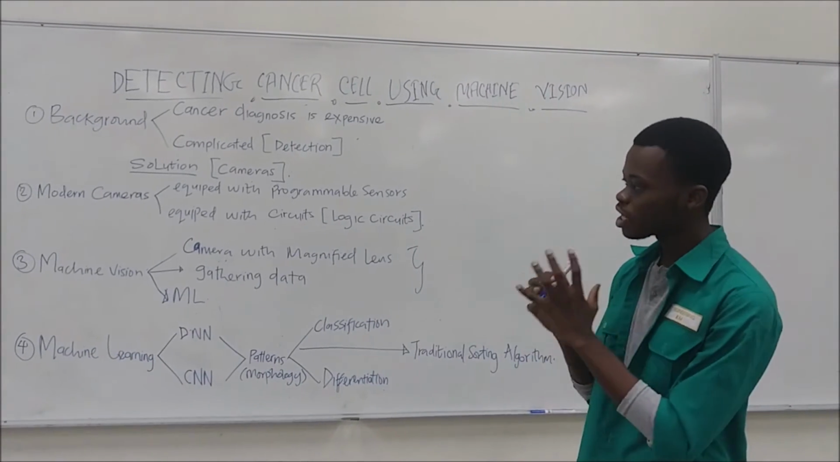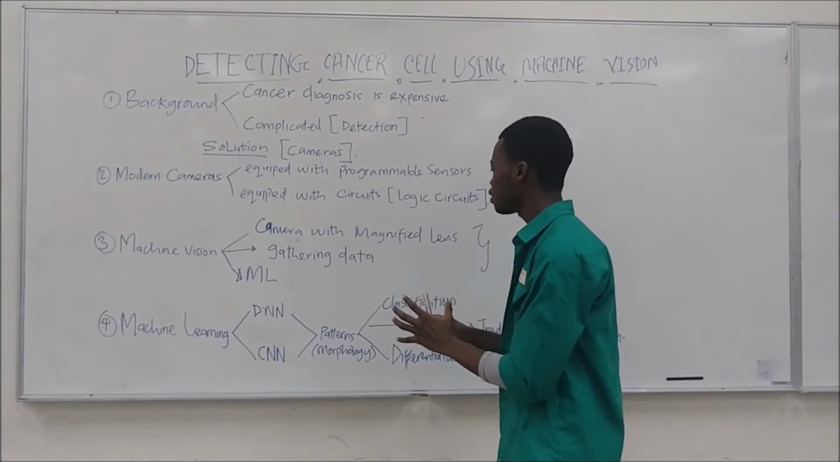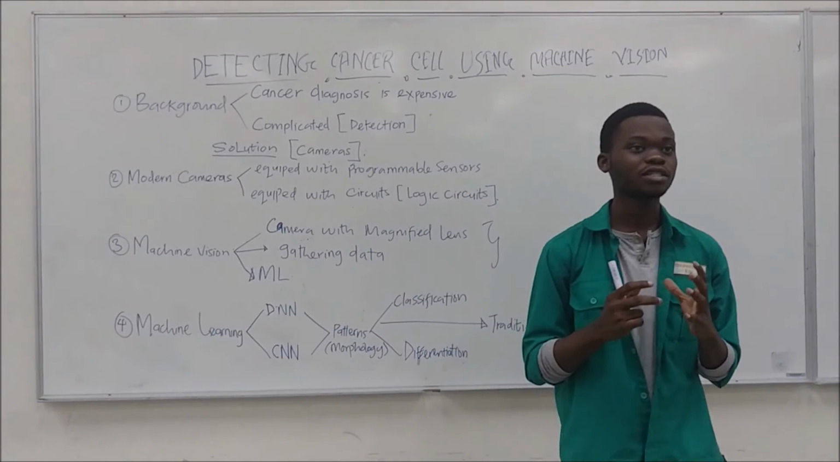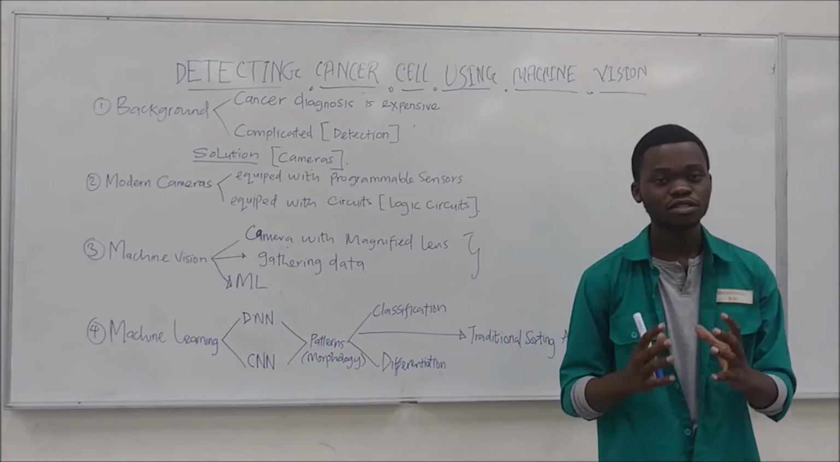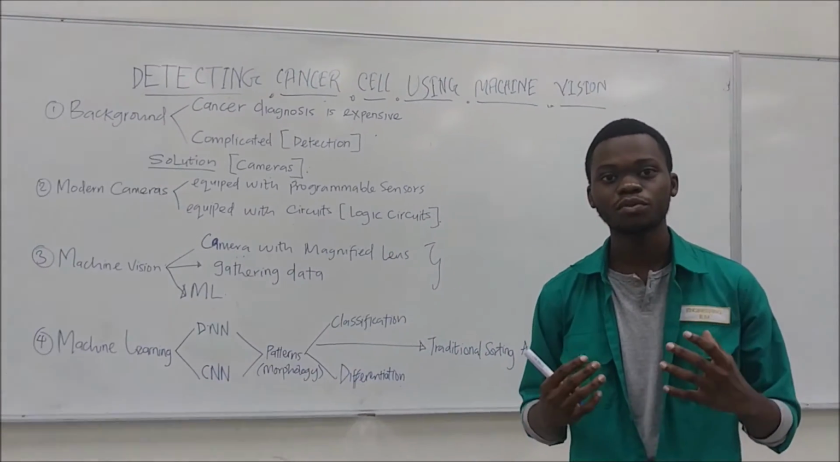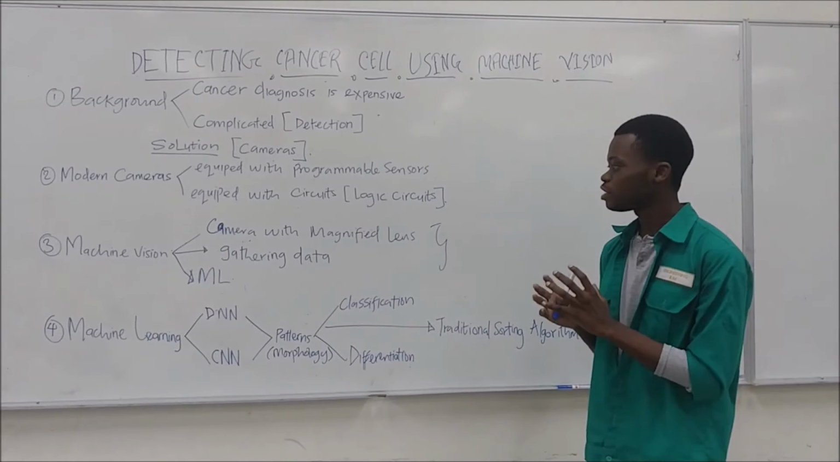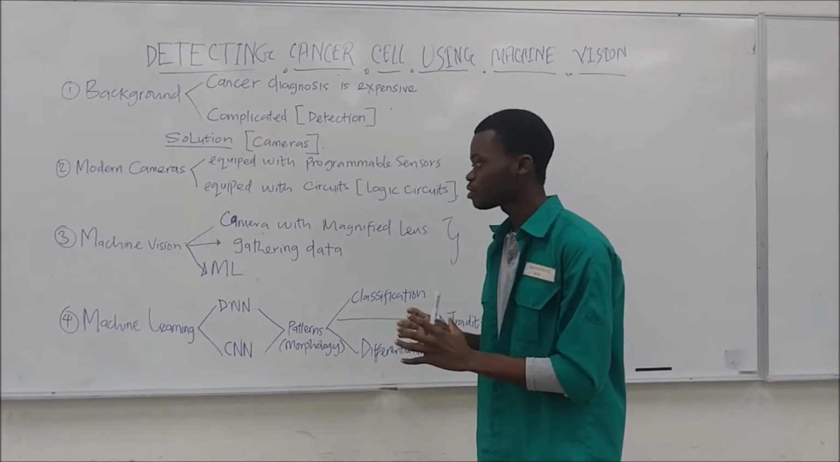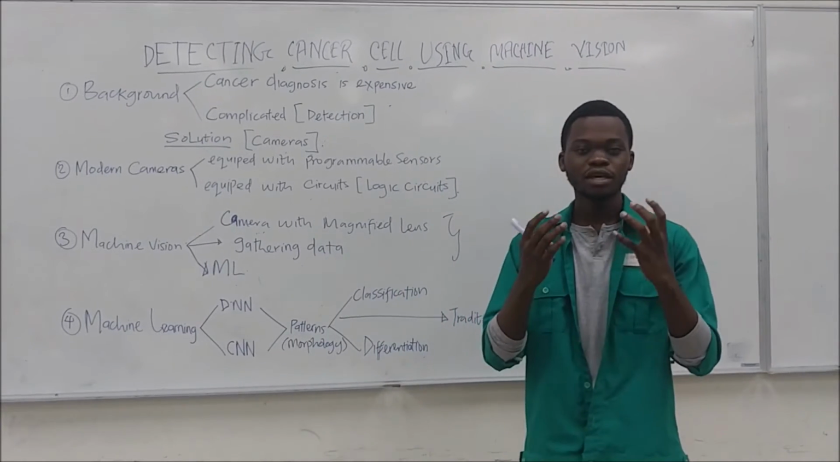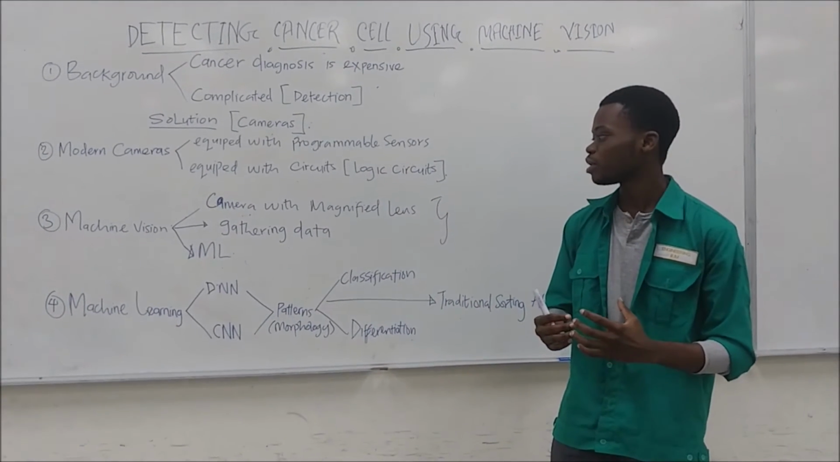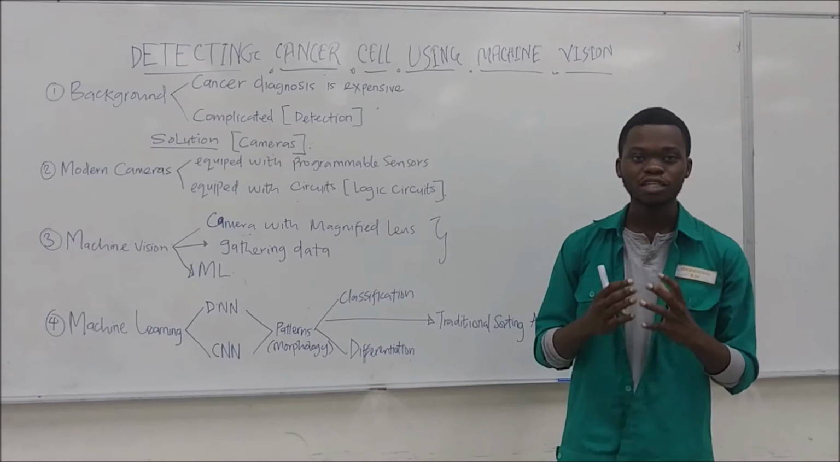So how do we use these cameras for machine vision? Understand that these cameras would have a magnifying lens in them that will be able to see this cancer cell, because cancer cells cannot be seen with your visible eye. So you need a magnifying lens to actually see them. Essentially, we use these cameras to gather data by inputting these pictures into them, and we're going to use machine learning to analyze the data.